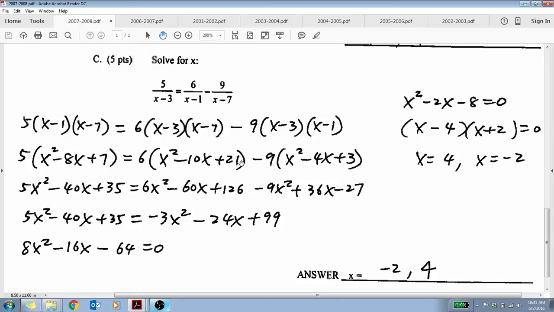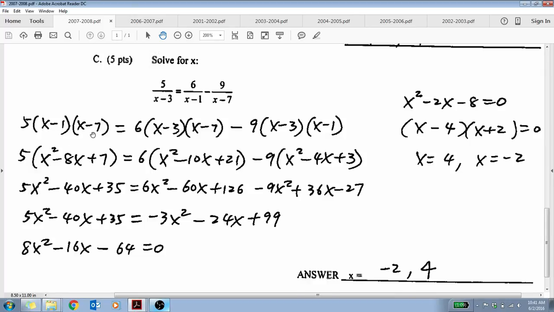Multiply that by 6. And then for the last term here, I multiply once again by the least common denominator, and the x minus 7's will cancel. I'm left with x minus 3 times x minus 1 times 9. So from here, I just have an equation. All the fractions are gone, so the math itself shouldn't be too bad for you, but just kind of tedious, so be careful with the careless mistakes.